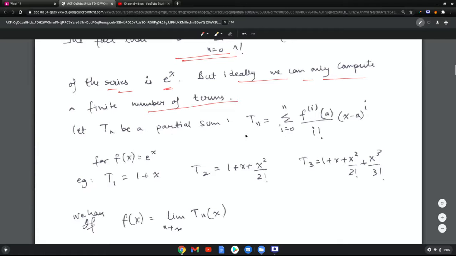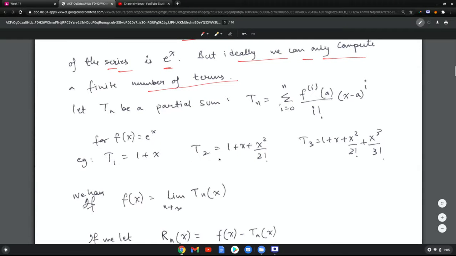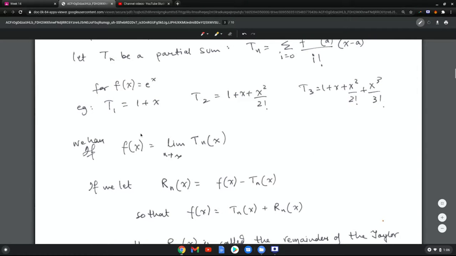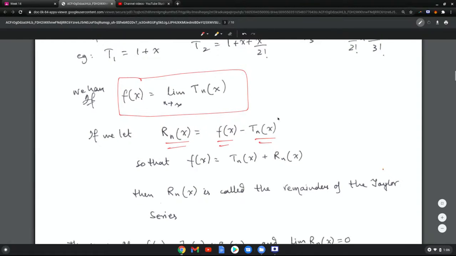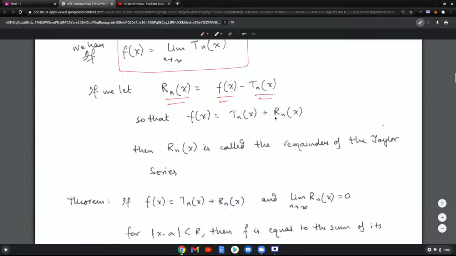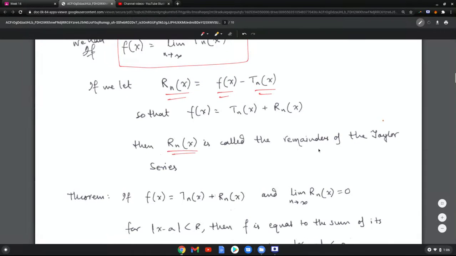So if we let Tn be the partial sum, so instead of going to infinity, we are going till n. For this function, for example, T1 would be 1 plus x, T2 is 1 plus x plus x squared over 2, T3 is this, and so on. What we are essentially saying in the previous video is that f of x equals the limit of the partial sum. And if we let Rn be this difference between the function and the Taylor polynomial, then Rn of x is called the remainder of the Taylor series.